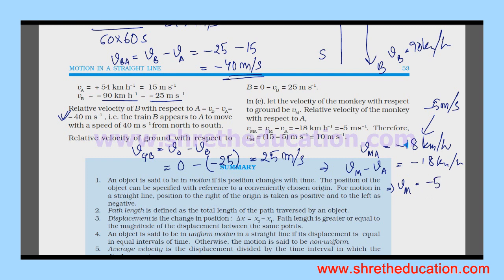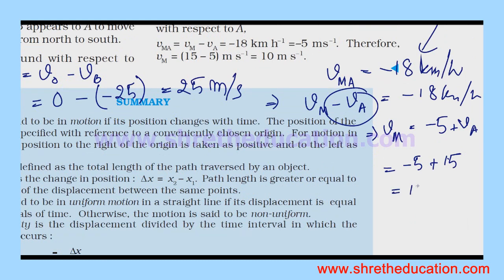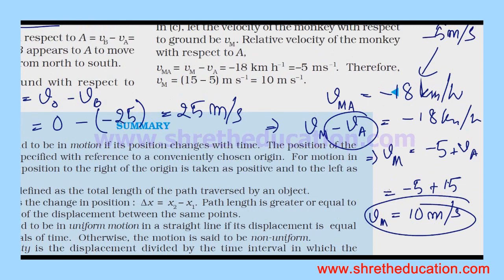Minus 5 plus VA, which is minus 5 plus what is VA? VA is 15 meter per second, so the velocity of the monkey is 10 meter per second.